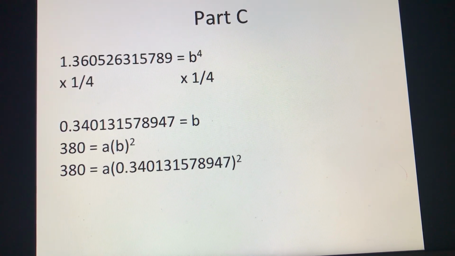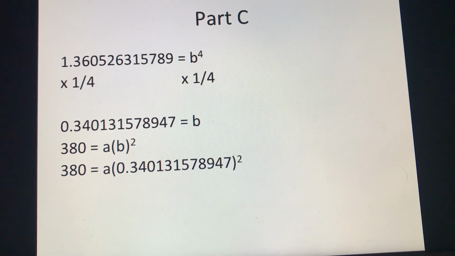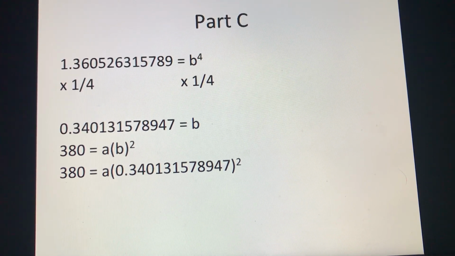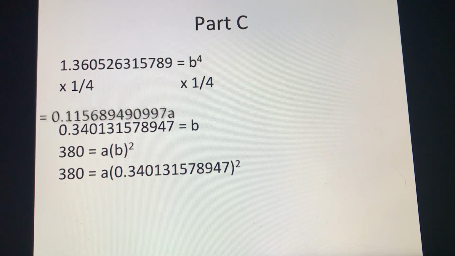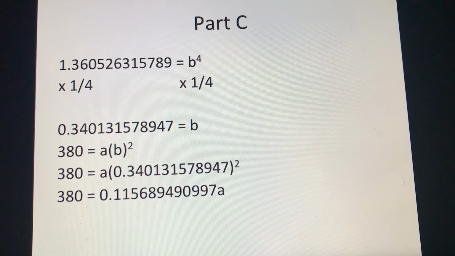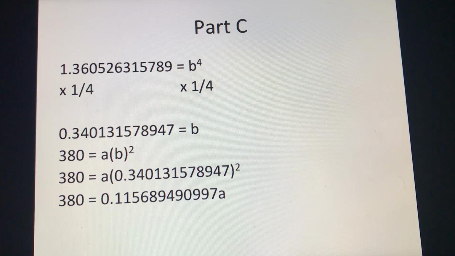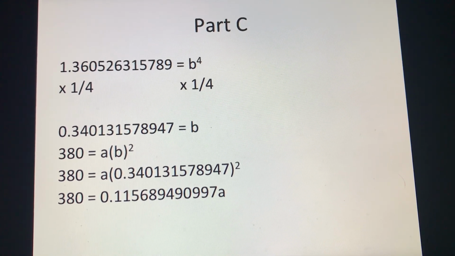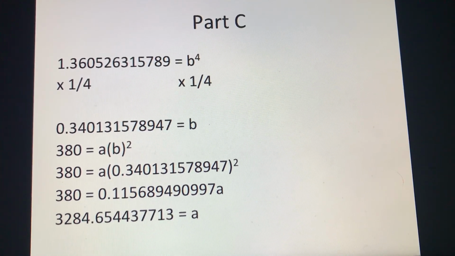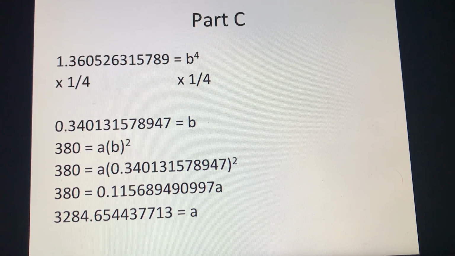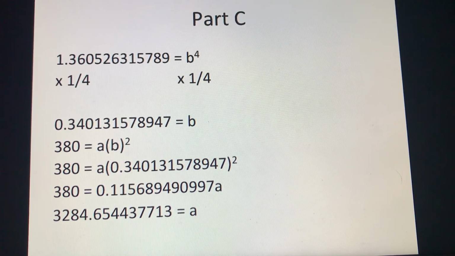You substitute that in to get 380 equals a times 0.340131578947 squared. Square that number to get 380 equals 0.115689490997 times a. Divide both sides, and you get your a value to be 3,284.65443771.